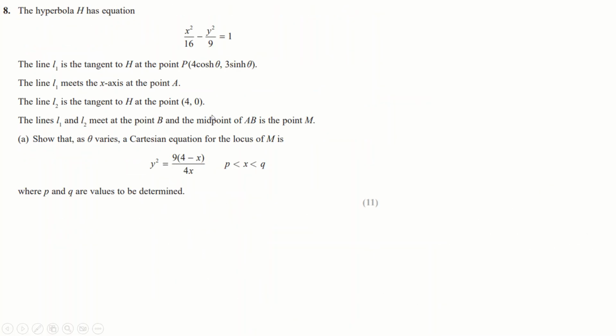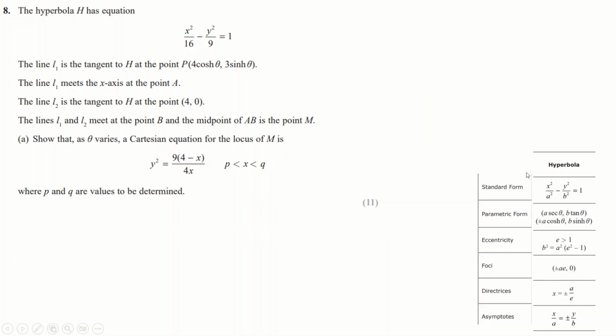Anyway, very last question now. We have a hyperbola. As soon as I read this, I go to the formula book and look at my hyperbola cheat sheet, which will be very useful. So we're clearly set up with a is 4 and b is 3. Looking at this, that's good.